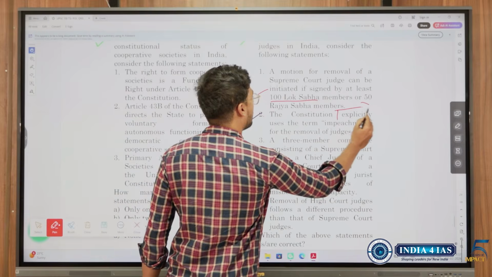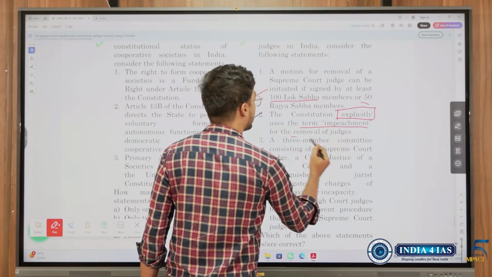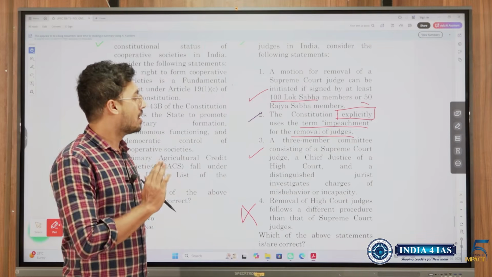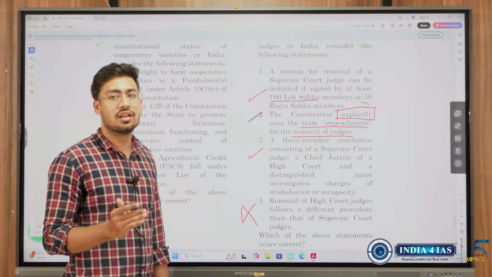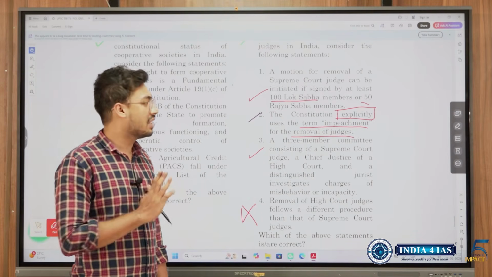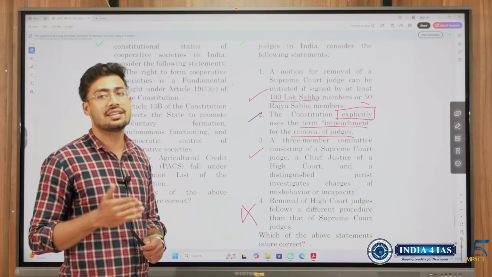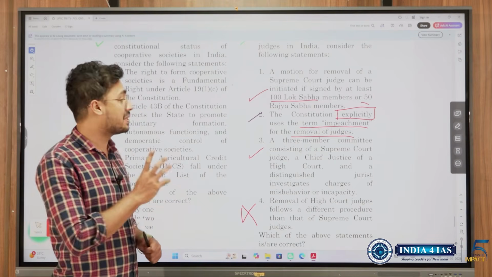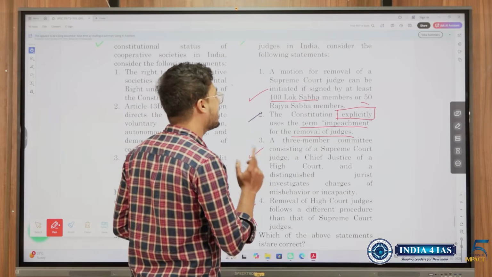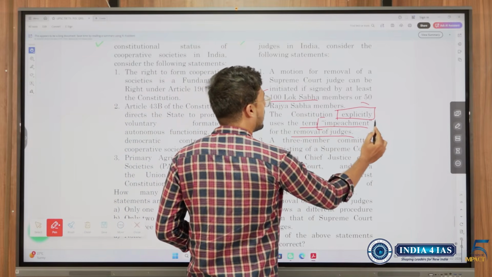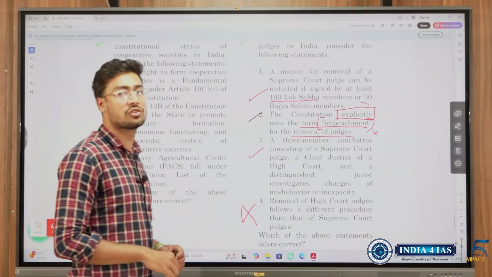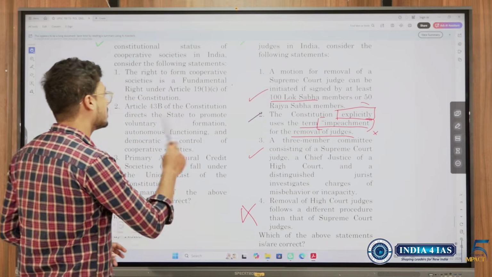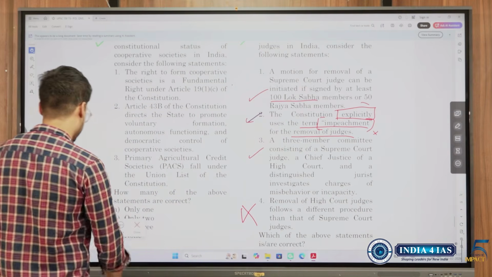Constitution explicitly mentions or uses the term impeachment for removal of judges. In test 2 also I said that one trick UPSC uses as a trap is: Constitution mentions this, Constitution provides this, Constitution talks about this, Constitution does not talk about this. They give these kinds of statements. Most things are not mentioned in the Constitution. So when it says mentioned, it should be explicit. The word must be used explicitly. Constitution explicitly uses the term impeachment: wrong. Impeachment is explicitly used for the President. For judges, it is not used. So this becomes wrong. This is the trick.